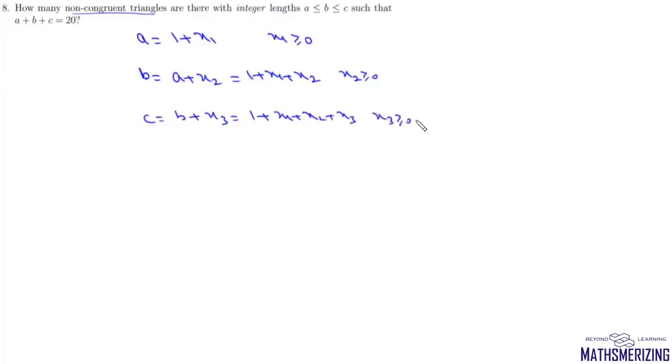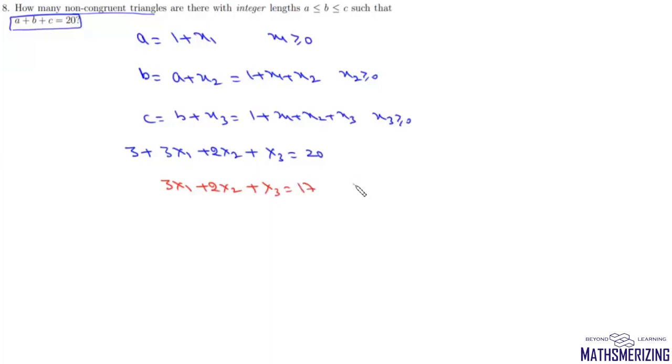Now we are given this condition that a plus b plus c is 20. So we'll add them, then we'll get 3 plus 3x1 plus 2x2 plus x3, and this should be equal to 20. So we can write this equation as 3x1 plus 2x2 plus x3 equals 17, where each of x1, x2 and x3 are integers greater than or equal to 0. So this is the condition that we have when a plus b plus c is 20 and a is less than or equal to b is less than or equal to c.